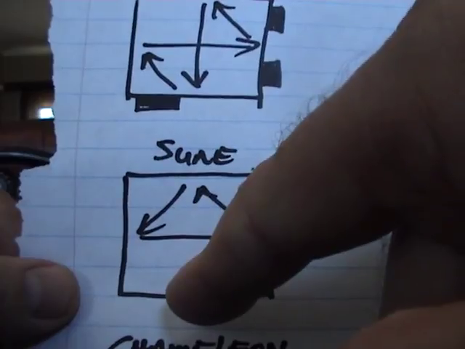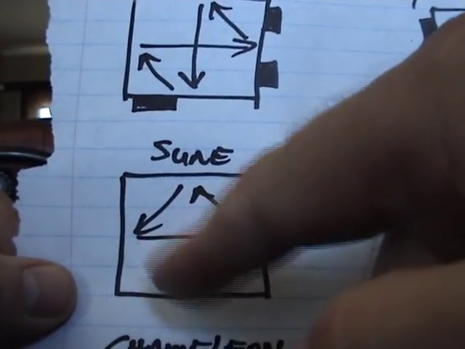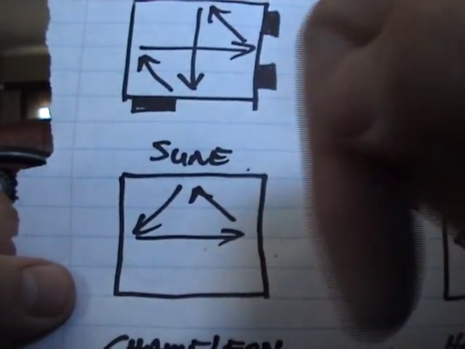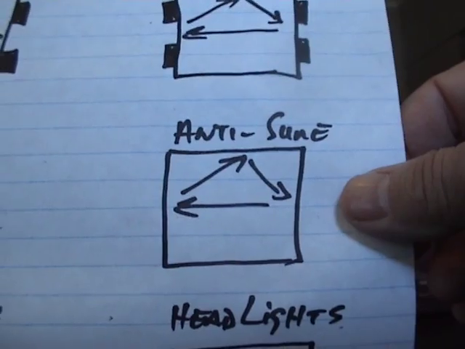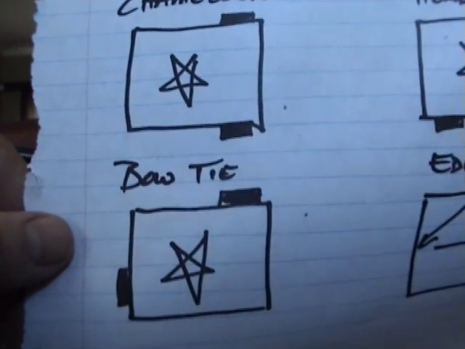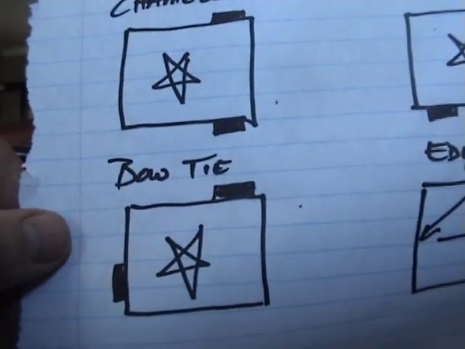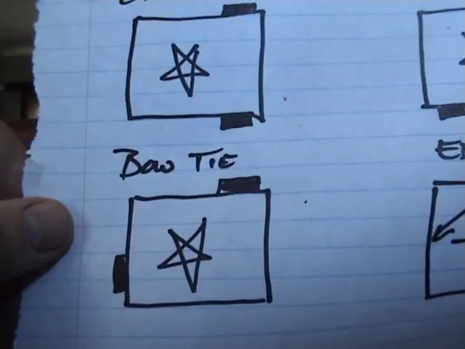The front H piece will remain in its place. As you can see, there's no arrow pointing towards the front. All right. Also here, the anti-soon will just do the opposite of the soon. The chameleon, the headlights, and the bow tie formations will not alter the positions of the H pieces at all. So the H pieces will remain exactly where they are.